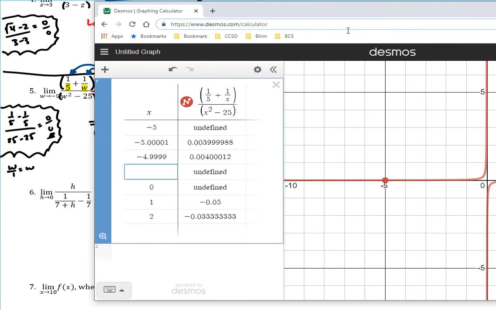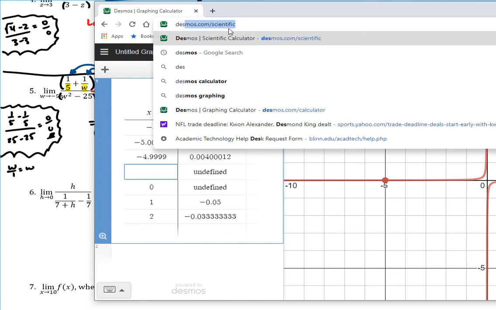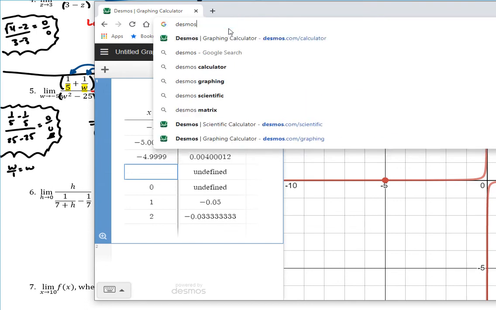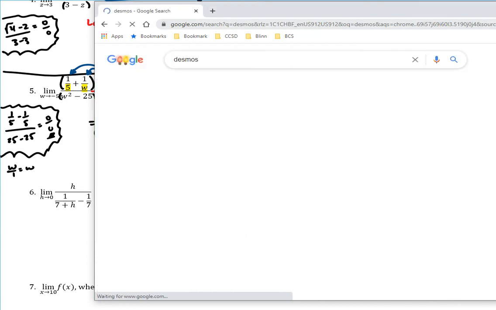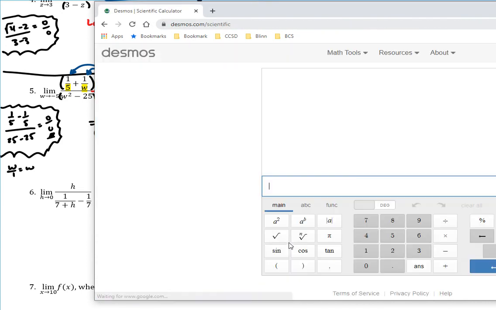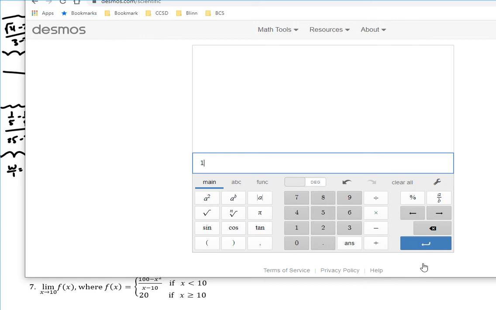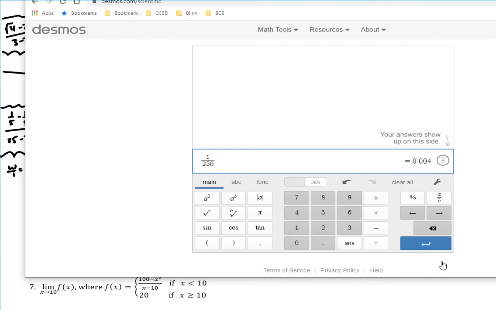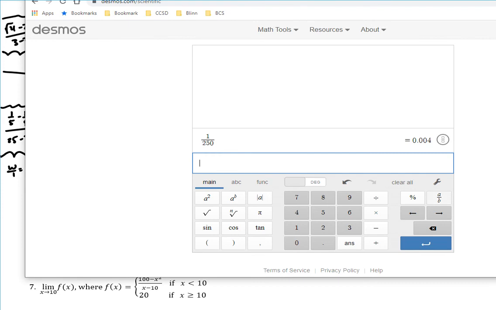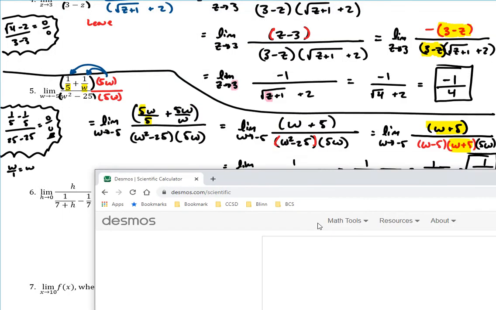All right, and let's go back to Desmos. You could use the scientific calculator to really make sure that it's the same thing. Okay, so the 1 divided by 250, and we see 0.004, just like that. Okay, and you can convert it to a fraction. So that could be helpful on other problems. Sometimes decimals aren't wanted, so you could just click the thing and get a fraction. Okay, anyway, so that's that.